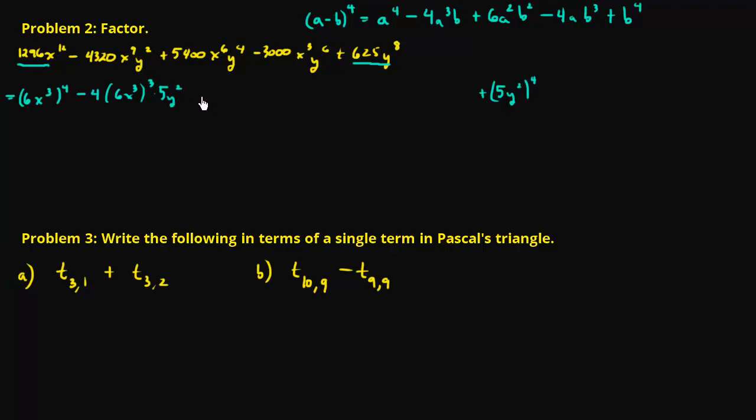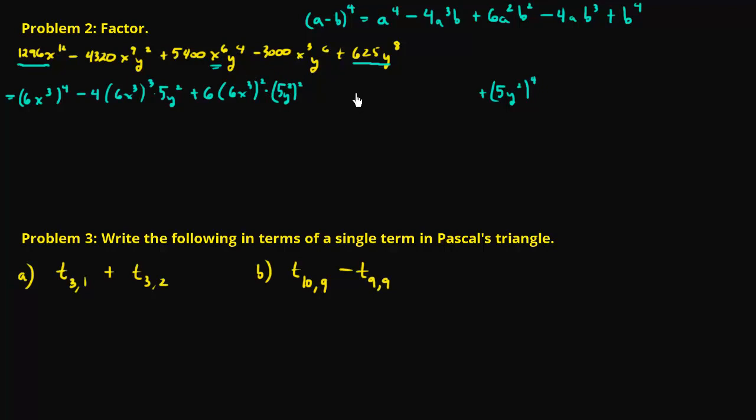So that term matches. The next term is going to be plus 6 times 6x cubed to the power of 2 times 5y squared, all squared. If we expand this, we get 6 times 6 to the power of 2 times 5 to the power of 2, which matches the coefficient. x cubed to the power of 2 is x to the power of 6, which matches here again. y squared squared is y to the power of 4, so that coefficient matches.